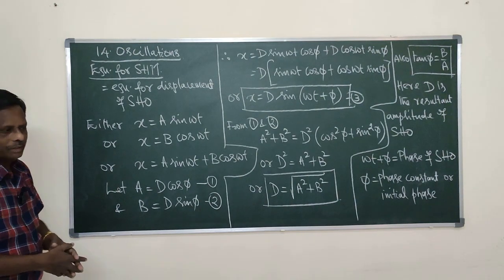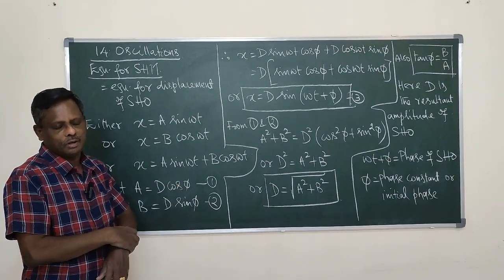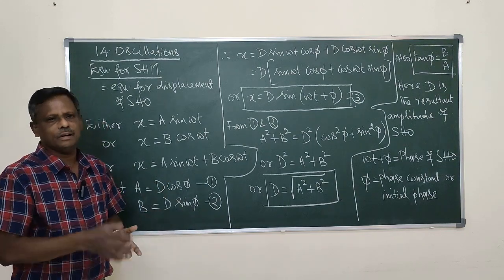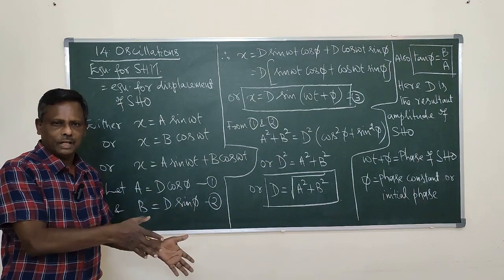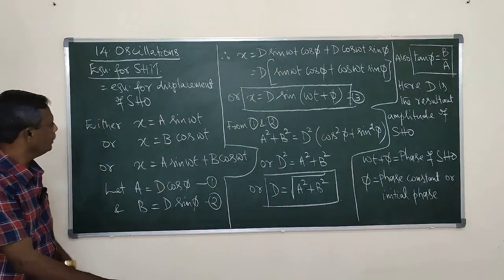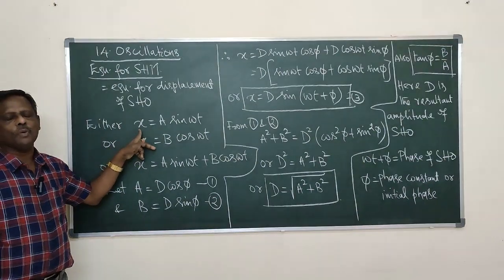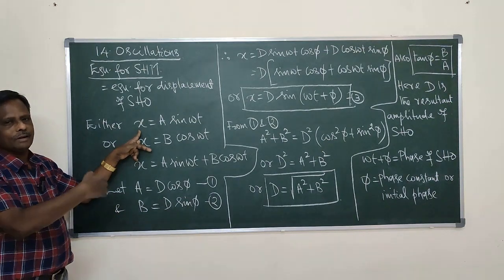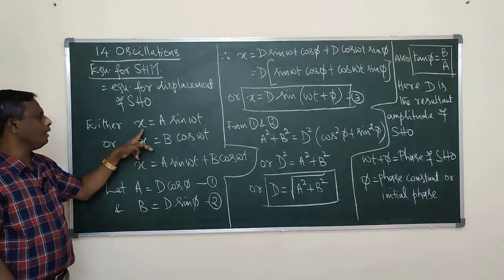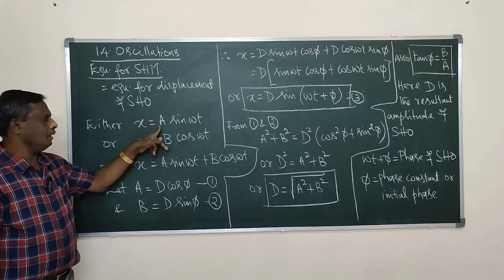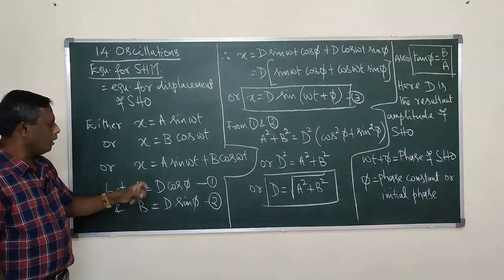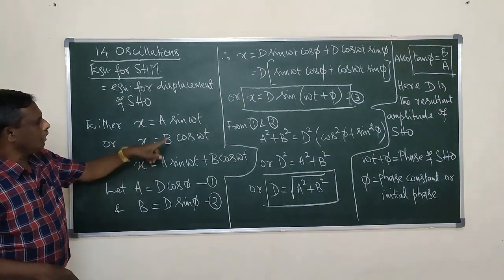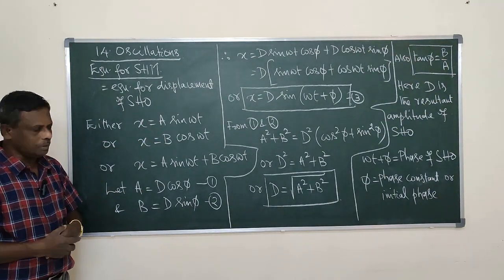But a simple harmonic oscillator makes a periodic motion, and any periodic function can be used to represent simple harmonic motion. In trigonometry, we have only two periodic functions, either the sine function or the cosine function. That's why I take the displacement as x. In our example, I have taken a body moving horizontally, in the x direction. So x equals a sin omega t, or I can write x equals b cos omega t. Since I am using two different periodic functions, I take different amplitudes, one as a, the other as b.